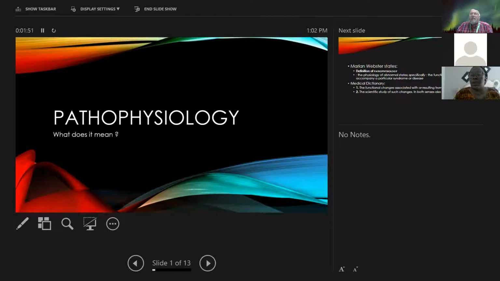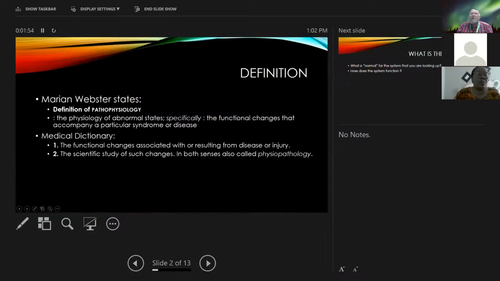Pathophysiology, what does it mean? Here's a definition of it. A definition of pathophysiology: the physiology of abnormal states, specifically the function that accompanies a particular syndrome or disease. That's from Merriam-Webster. From the medical dictionary, it's the functional changes associated with or resulting from disease or injury, the specific study of such changes in both senses, also called physiopathology.